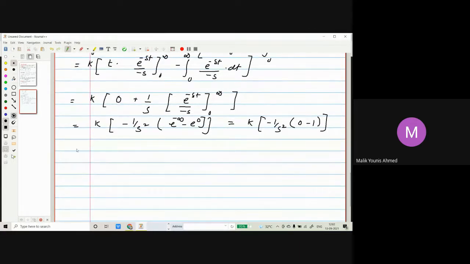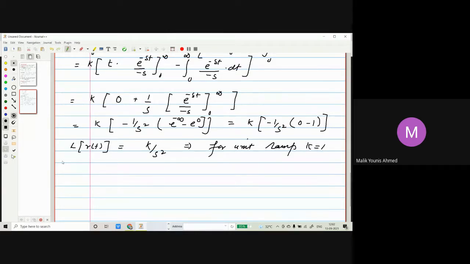The Laplace transform of the ramp function is going to become k divided by s square. So for unit ramp, k is equal to 1, that will be 1 by s square.